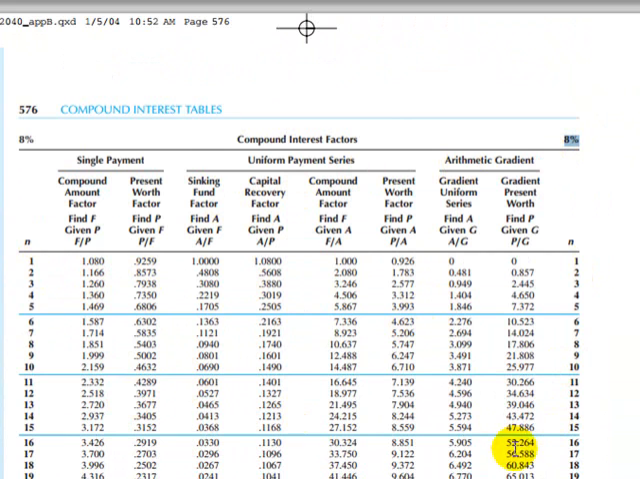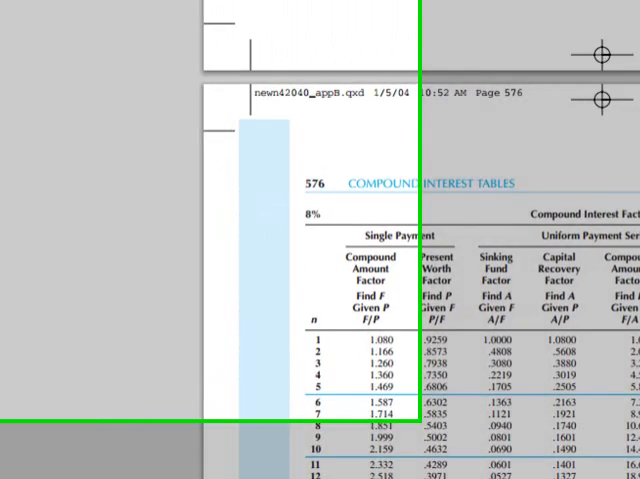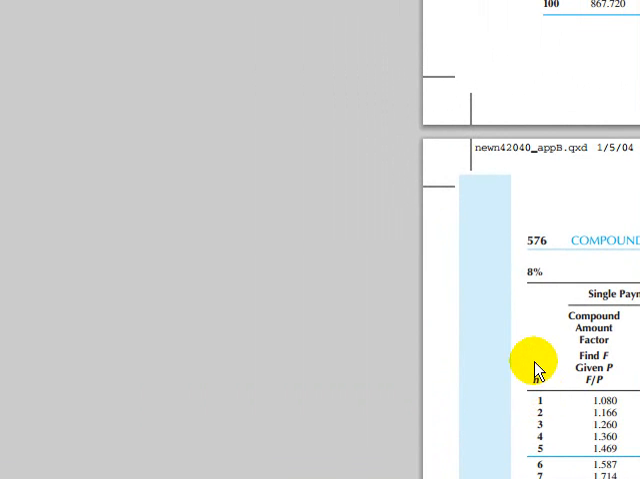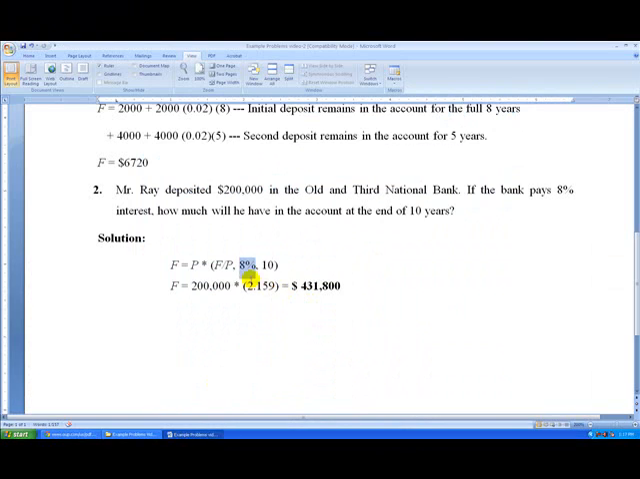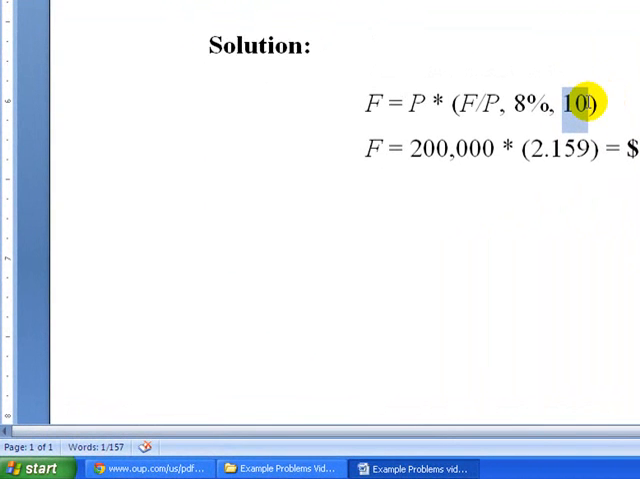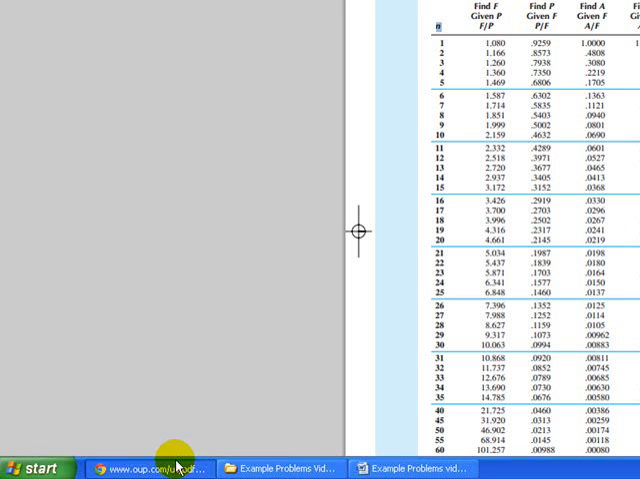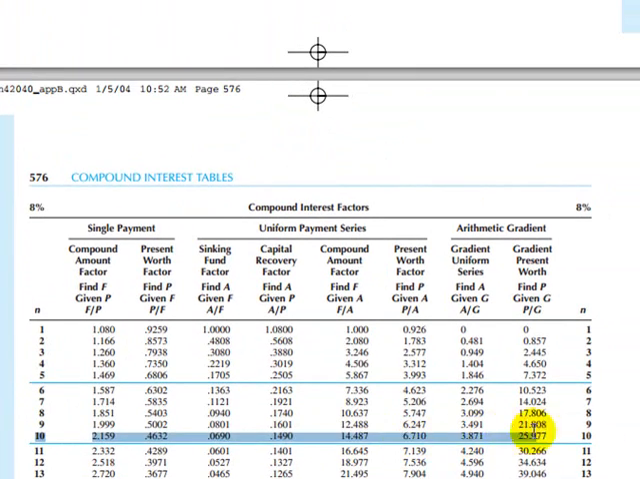There are rows and columns in the table. The first column gives n, that means the number of years. In our case, how many years do we have? 10 years. The deposit was there for 10 years in the bank, right? So we need to look for n equal to 10 years. This is the row that we are interested in.